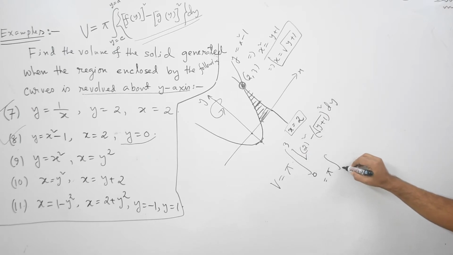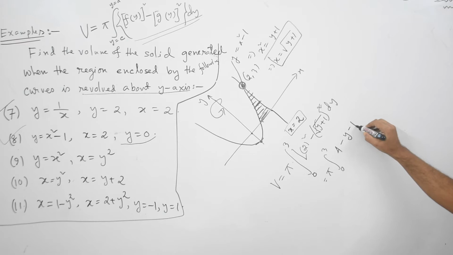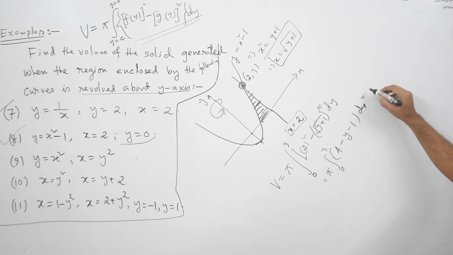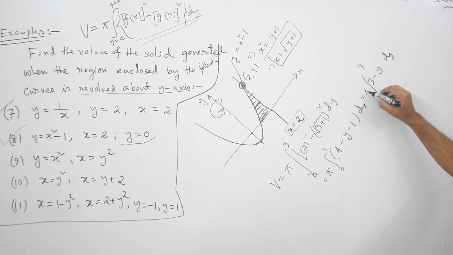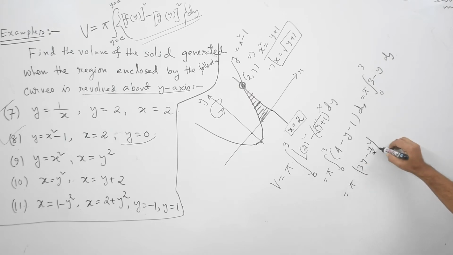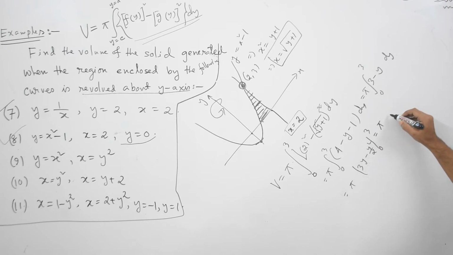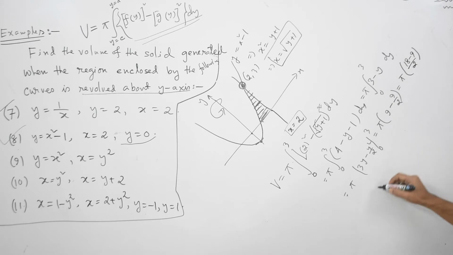Now this equals the integral from 0 to 3 of 4 minus y minus 1 dy. This equals pi times the integral from 0 to 3 of (3 minus y) dy, which equals pi times [3y minus y squared by 2] from 0 to 3. If you put in the upper limit, you get 9 minus 9 by 2, and the lower limit will make this 0. So pi into (9 minus 9 by 2), and the answer will be 9 pi by 2. This is the answer.